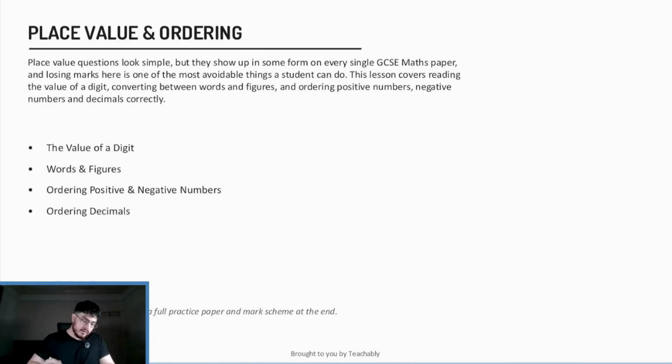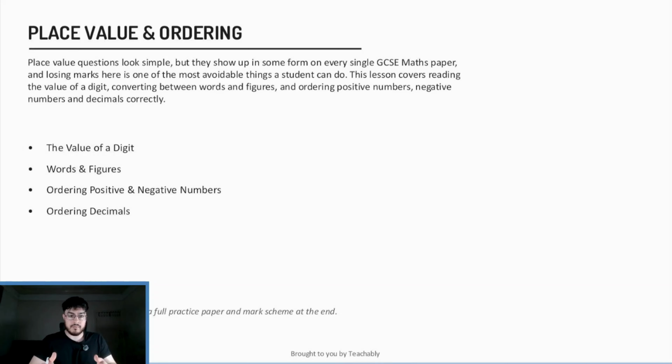So, place value and ordering. Place value questions look simple, but they show up in some form on every single GCSE Maths paper every single year. Losing marks here is one of the most avoidable things a student can do. This lesson covers reading the value of a digit, converting between words and figures, and ordering positive numbers, negative numbers, and decimals correctly. Think of these as foundations.